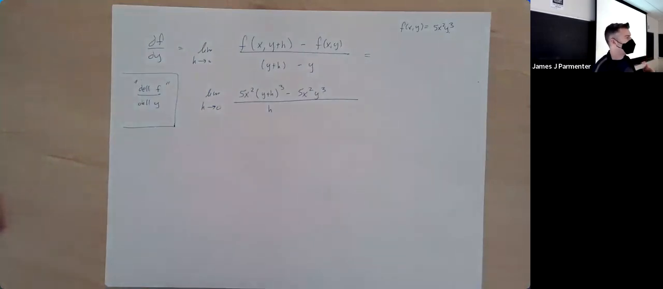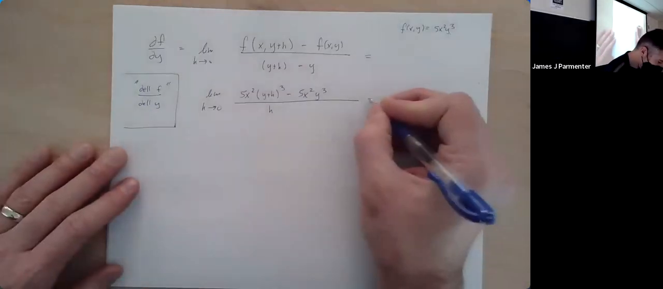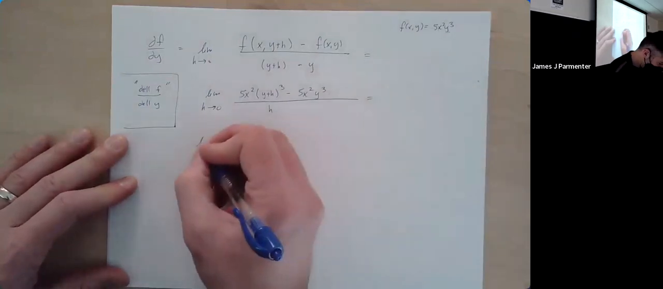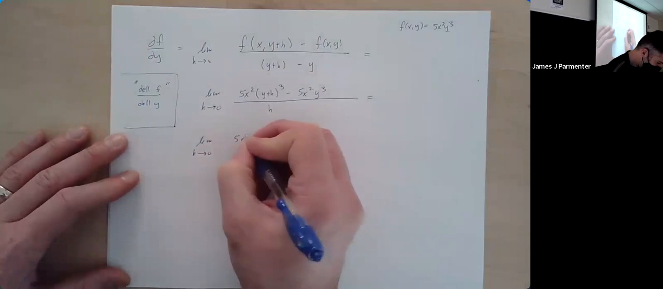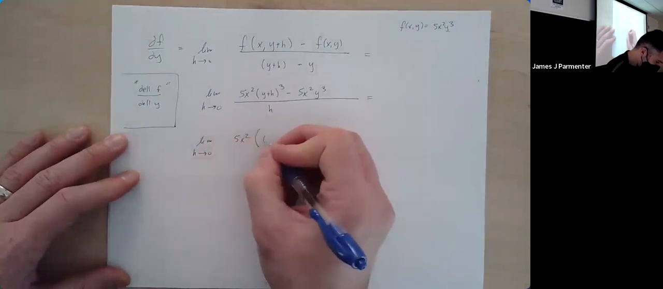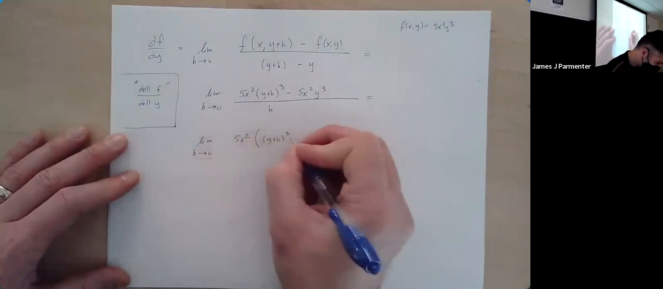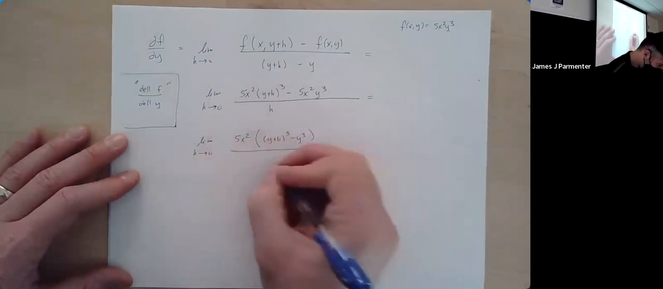It might be different. There might be some other functions where it's harder to see that, like if we were doing sine of x, y, it'd be a lot harder to factor out the x or the y or make it work, but it's still possible. So here, it's going to be the limit as h goes to 0 of 5x squared times (y plus h) cubed minus y cubed all over h.